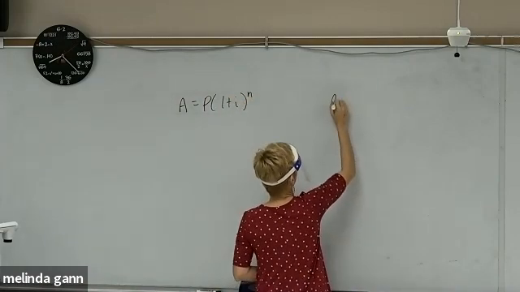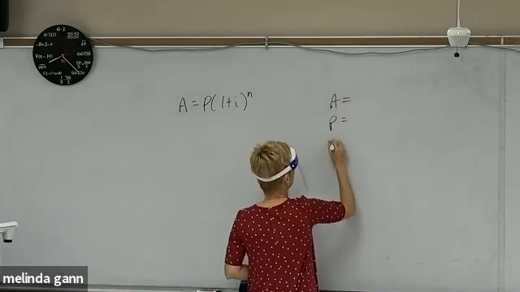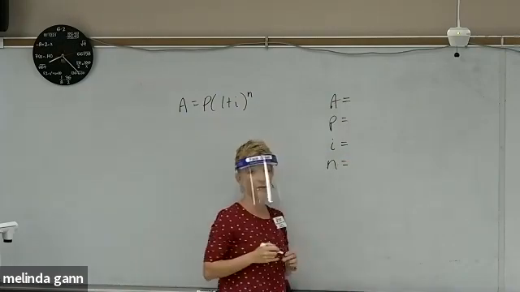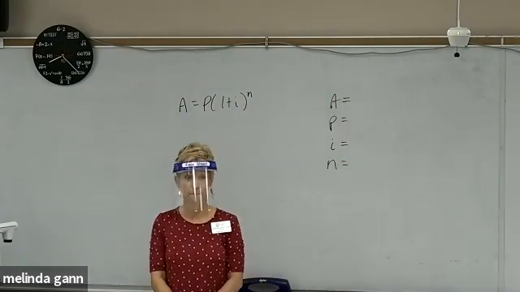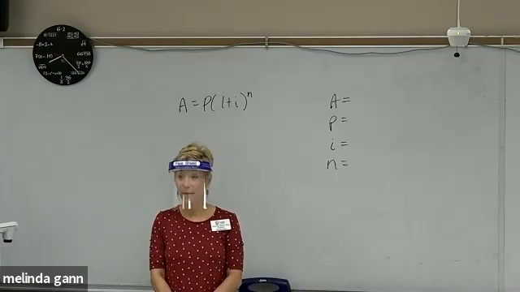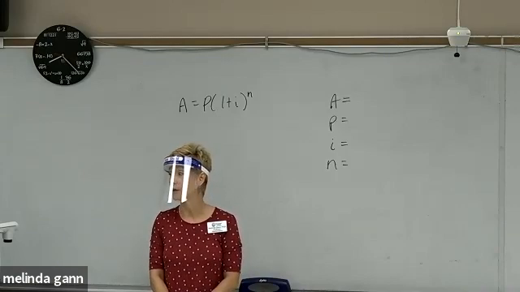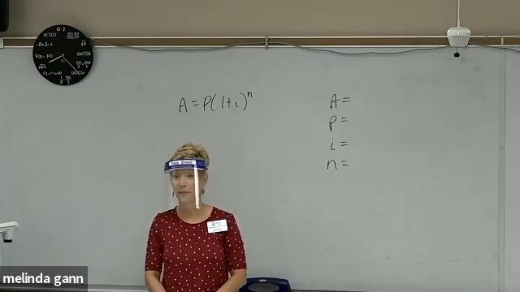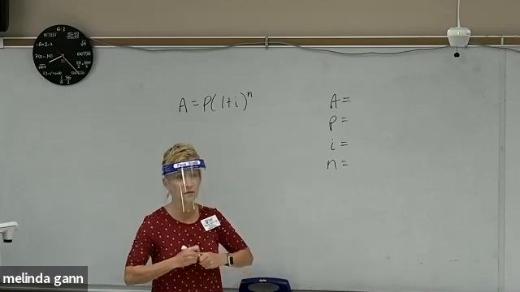Now, like I told you, I'm going to go over the side and put an A and a P and an I and an N. That makes me have a little more order to what I'm doing. Now, do I know the end amount or the beginning amount? What do I know on this one? The beginning. Okay, what's my beginning amount? They put, was it $5,000? Okay.